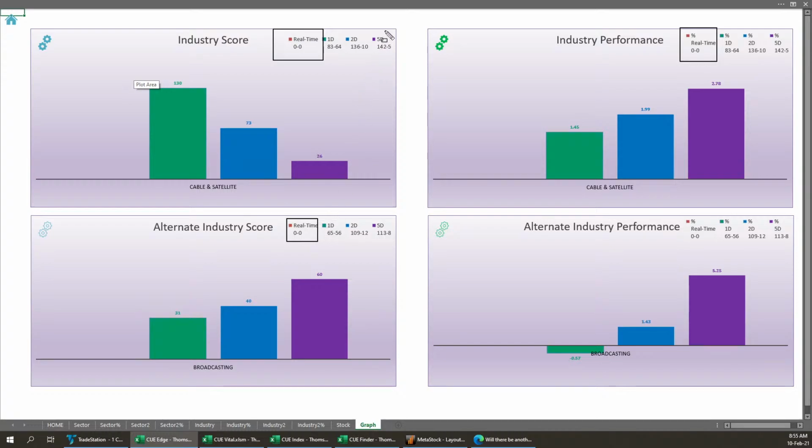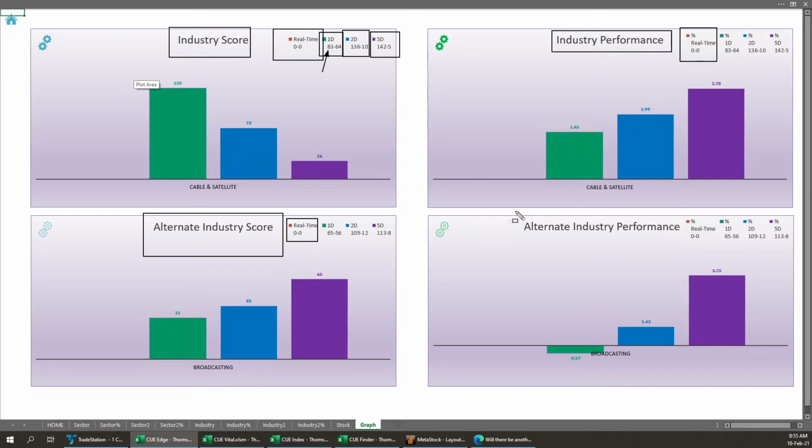Now it is showing 5-day, 2-day, and 1-day performance. The counts are about how many industries are up and down over those periods. The plot itself is showing primary industry score, alternate industry score, primary industry percentage performance, alternate industry percentage performance. We can see from the industry score that primary industry score is improving. So relative to other industries, it is becoming stronger. If we look at the alternative industry score, we see relatively speaking, it is getting weaker.